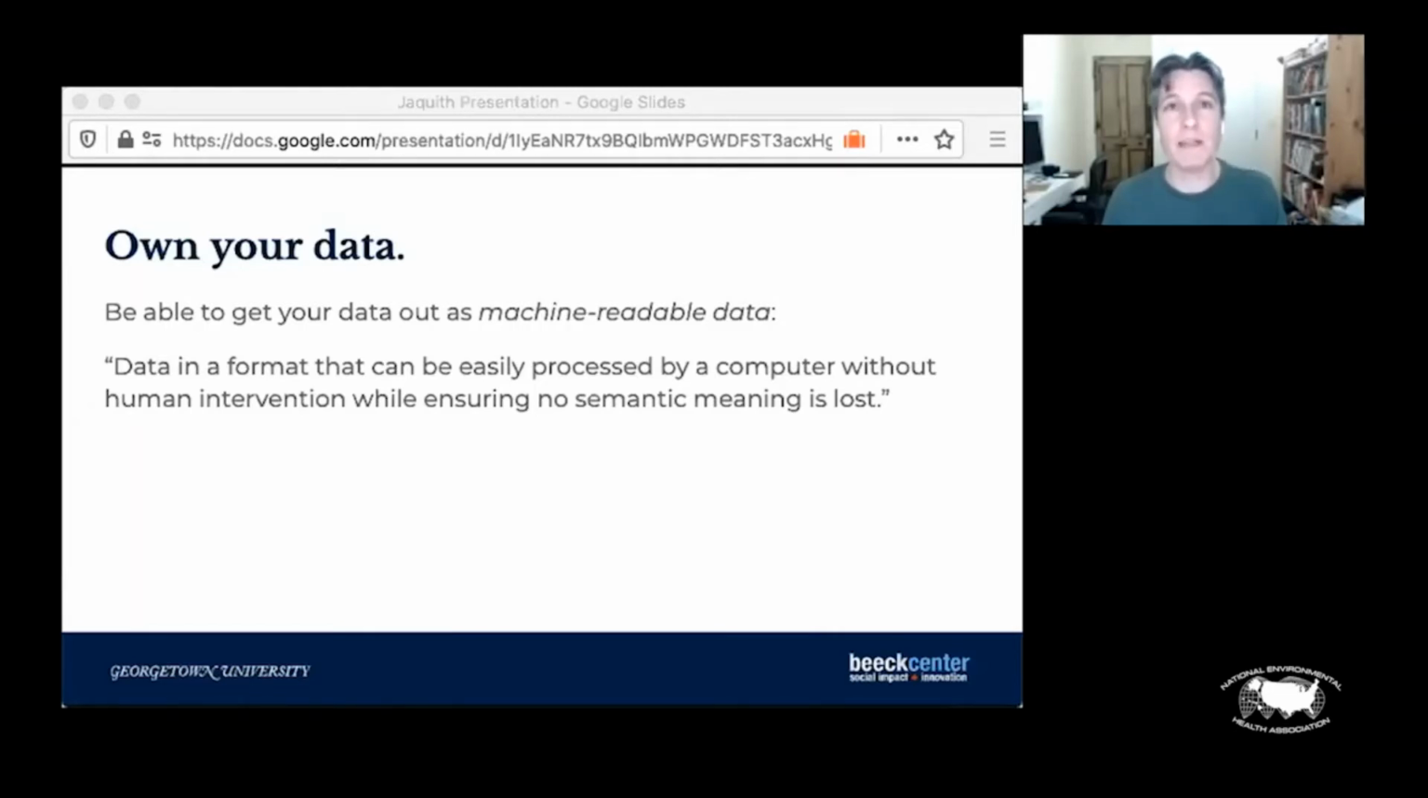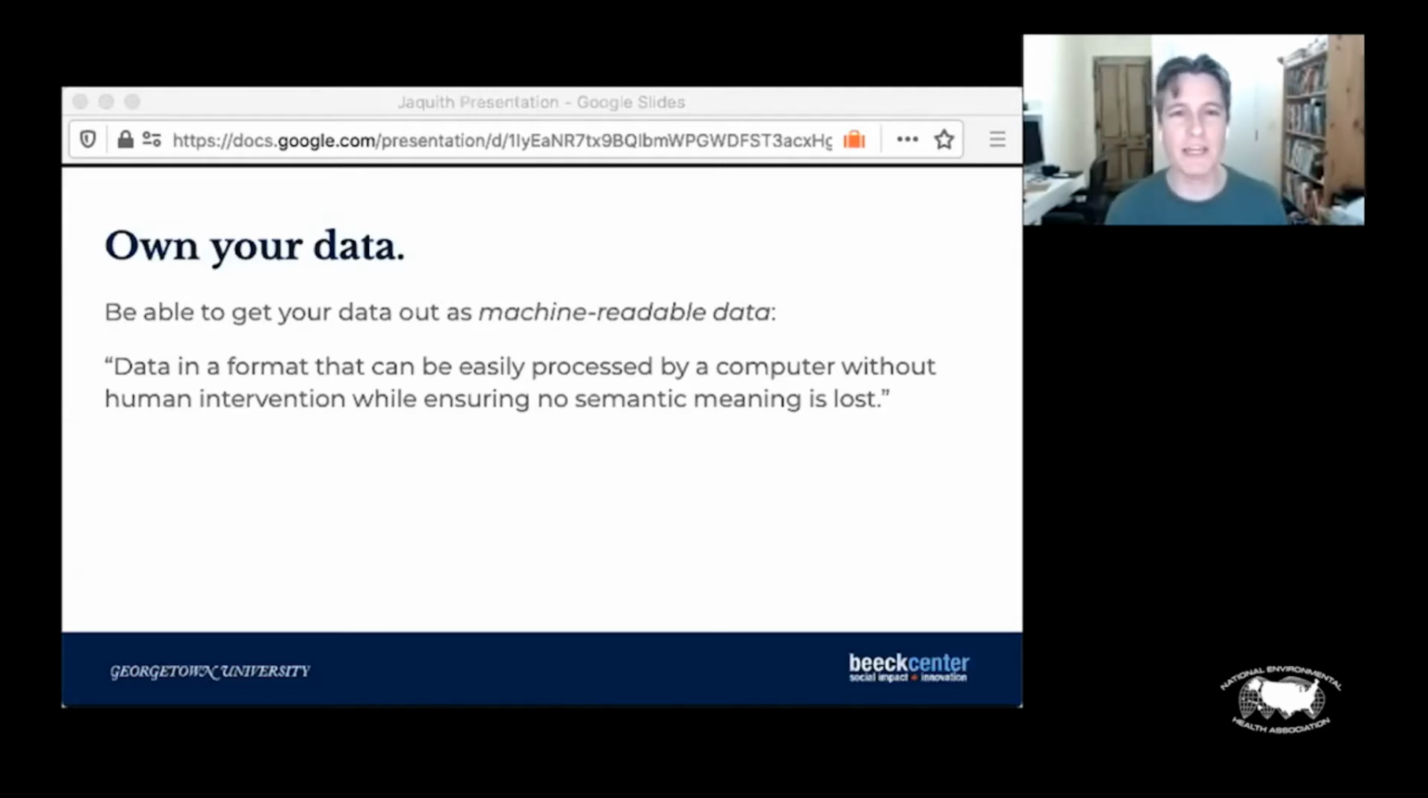It's one thing for a vendor to say, oh, you own your data, but it's another to actually have the ability to get it out. These are different things entirely. And not just to get it out at all, but in a machine readable way, as it's known.